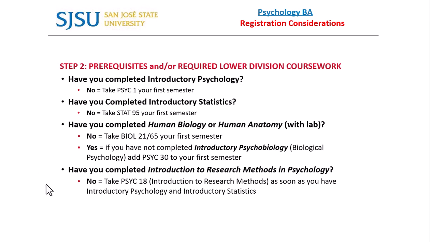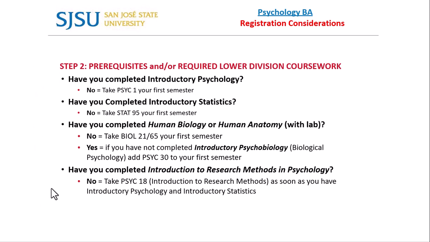And then the final lower division psychology requirement is the Introduction to Research Methods course, which is Psych 18. So if you haven't completed Psych 18, then you need to take that in your first semester as a junior or as a transfer student. Okay, so that's step 2. Take care of all of your lower division psychology requirements.